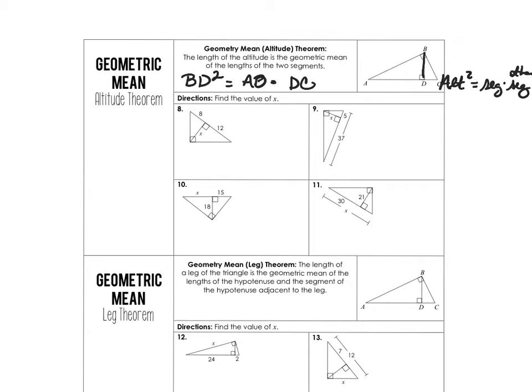Okay, so let's look at the example. The altitude is your x, so x squared is equal to 8 times 12. Then you do 8 times 12 and get 96. And then you do the square root of 96. You're not going to put that in the calculator; you leave your answer with radicals. So you take your 96 and divide it by 2.